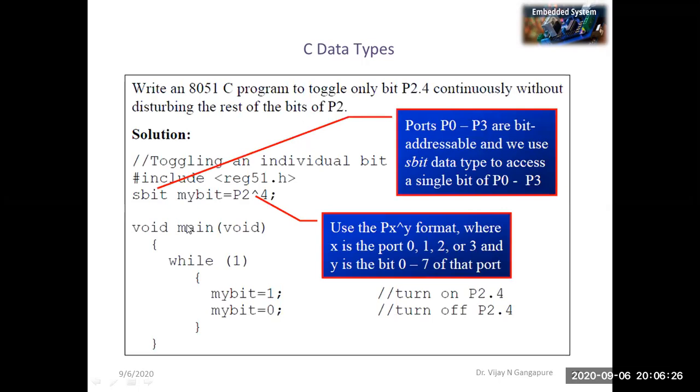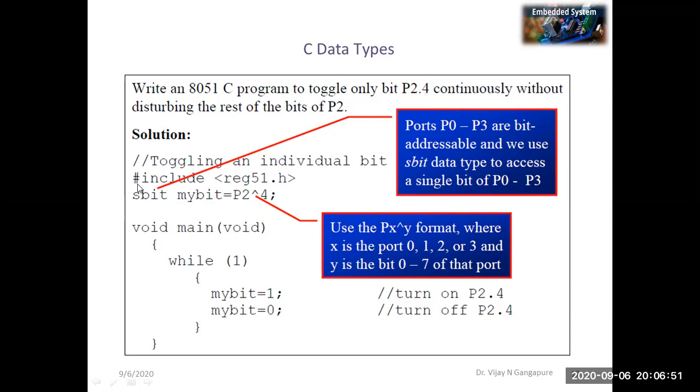So here is one example. Write an 8051 C program to toggle only bit P2.4, meaning port 2 pin number 4, continuously without disturbing the rest of the bits of port 2. So here we are going to toggle a particular bit from port 2, and that bit is bit number 4, that is pin number 4.